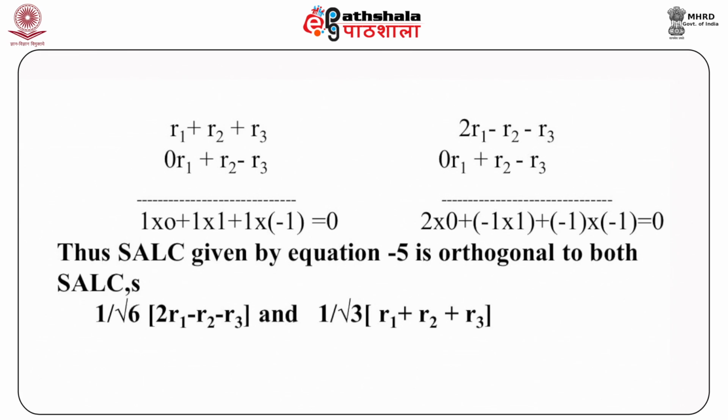1 upon under root 6 (2R1 minus R2 minus R3) and 1 upon under root 3 (R1 plus R2 plus R3).